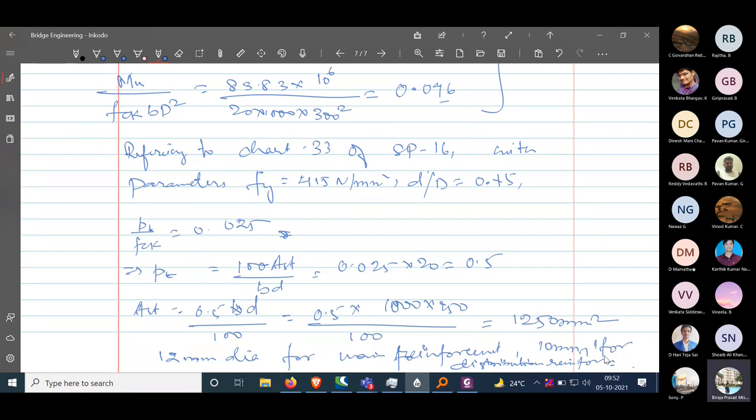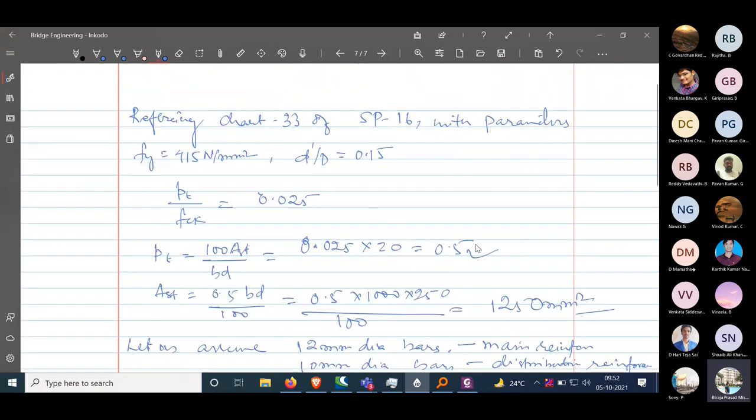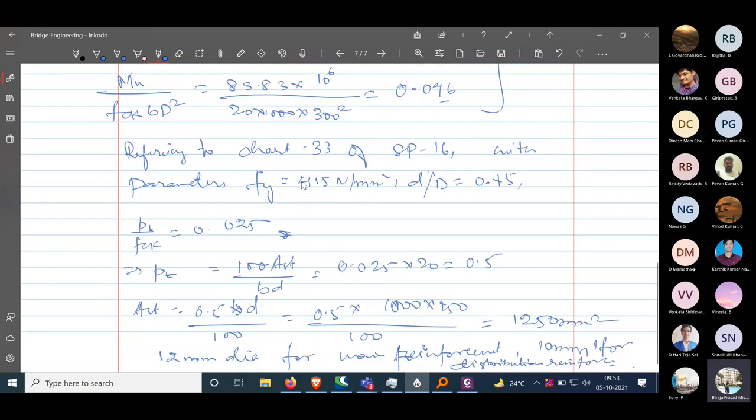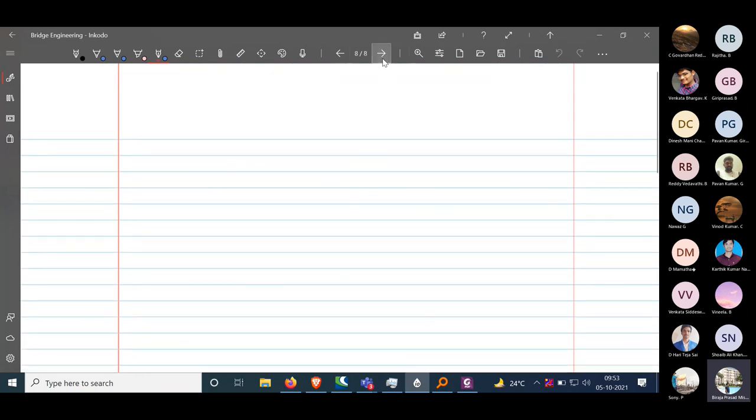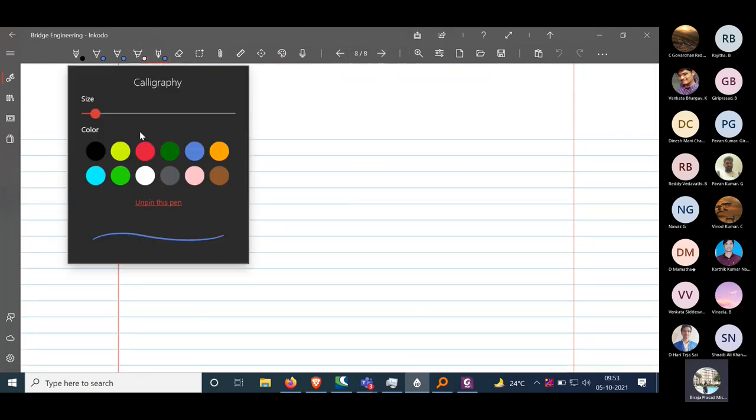Okay, so now let's draw the reinforcement details. Okay, so the reinforcement details, let us draw the reinforcement details. Okay, so here let us go.